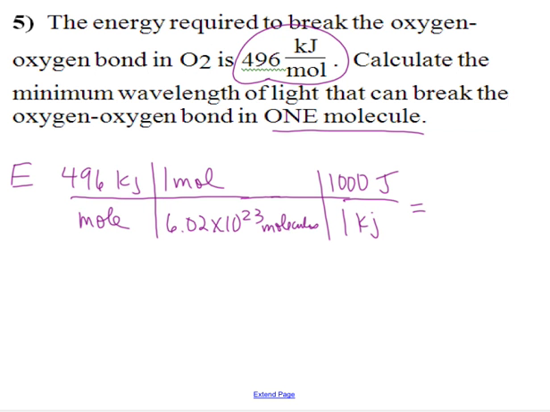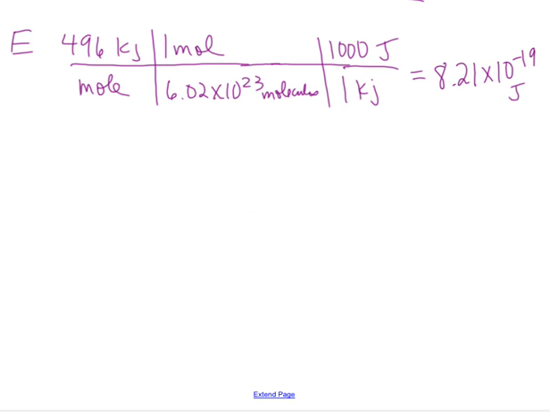So to 3 sig figs, what is the energy? This is the energy required to break 1 molecule's bond. And what is it to 3 sig figs? Times 10 negative what? 19. Did y'all get that? Okay. And the units on this is joules. So that's how much energy it requires. So what's going to be the wavelength? What do we now have to do?